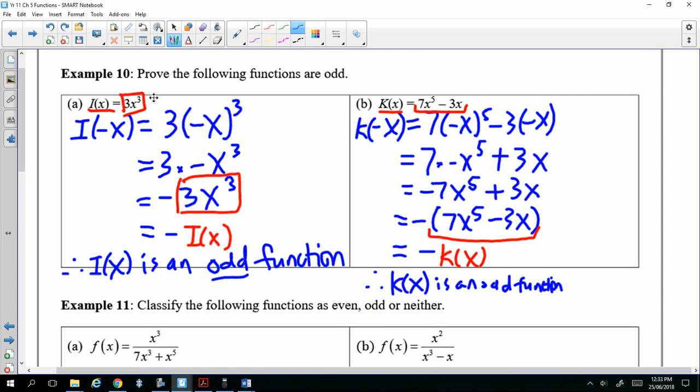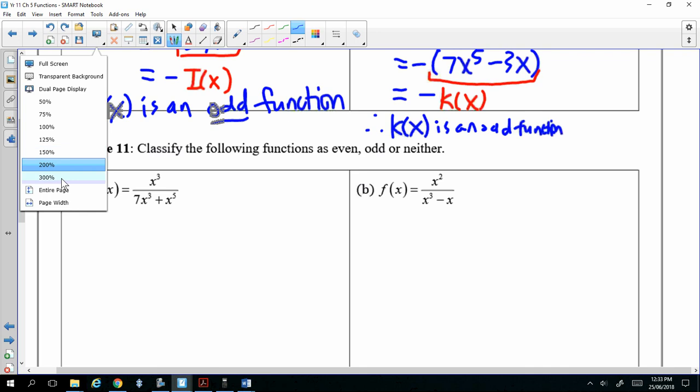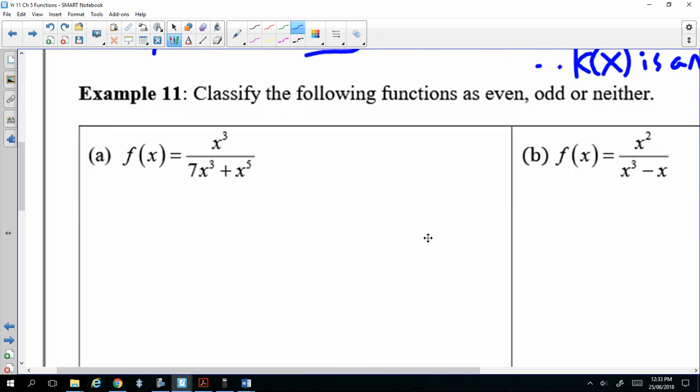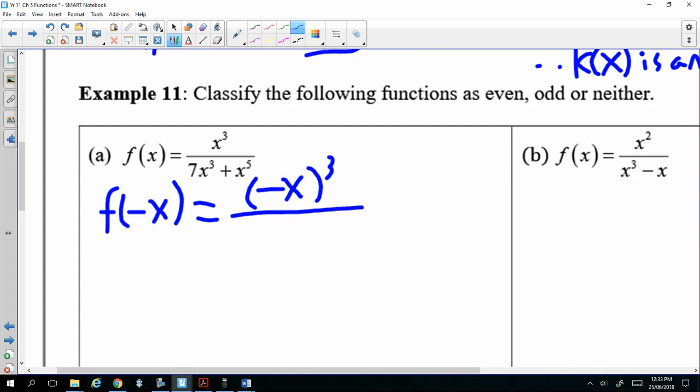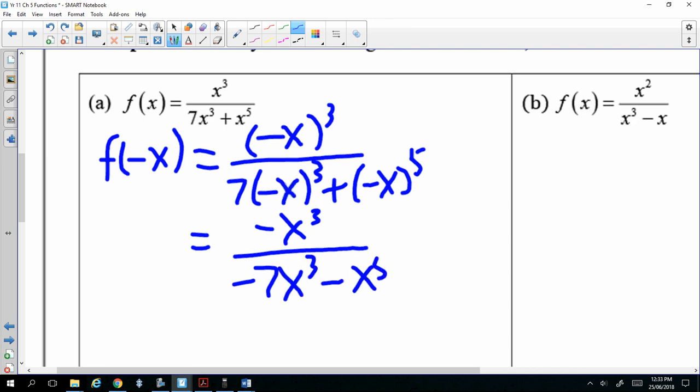Okay. Let's substitute negative x. That could be an odd function, but just be careful. Put negative x in. Negative x to the power 3 over 7 negative x cubed plus negative x to the power 5. And then take your time. When you cube a negative, it becomes negative x cubed. Again, negative 7x cubed, negative x to the power 5. Lots of negatives. But you will see that the negative actually gets cancelled. So if you take the negative out, you get 7x cubed plus 5x to the power 5, like that. And that negative gets cancelled.